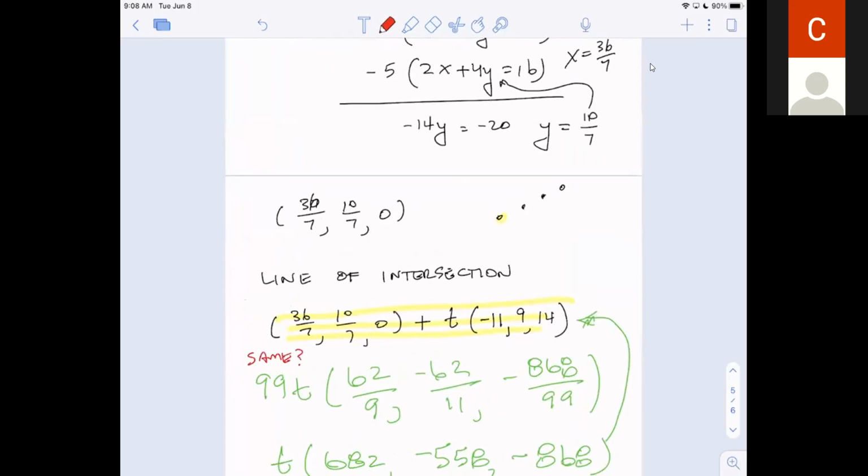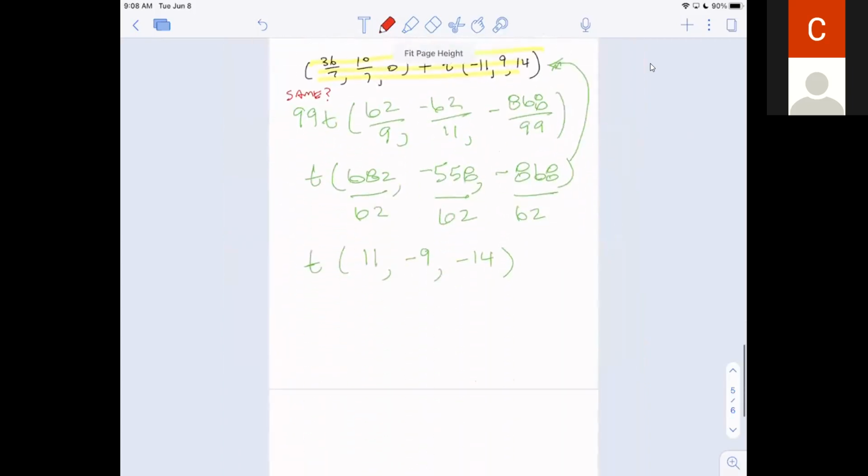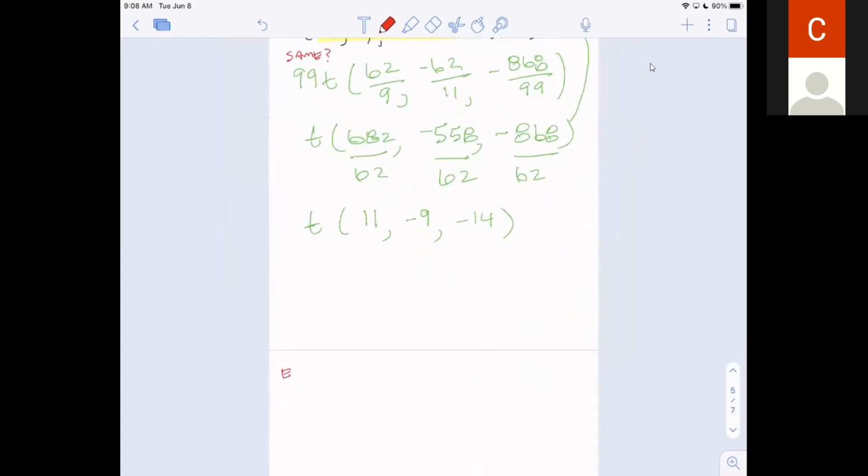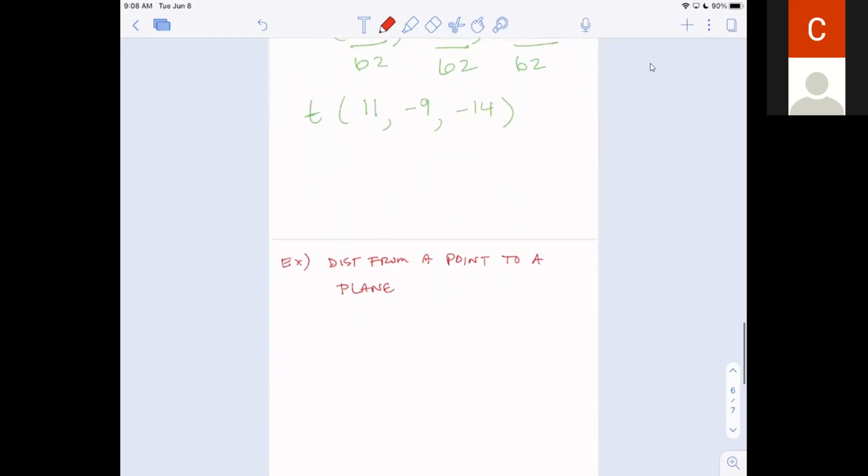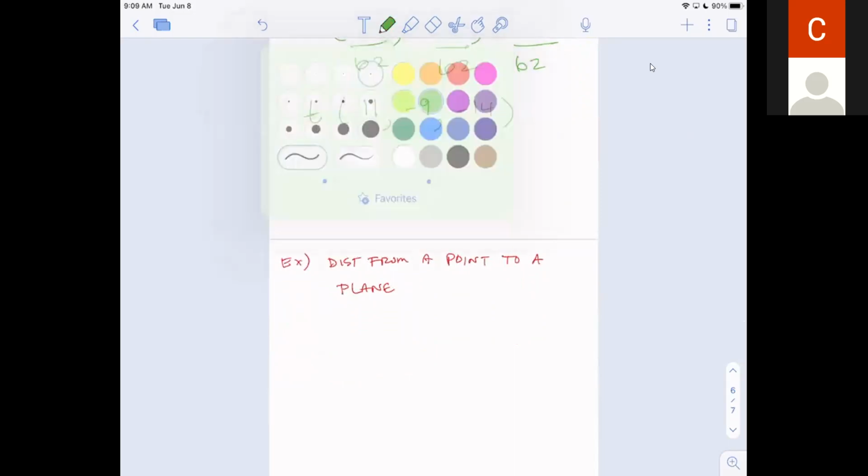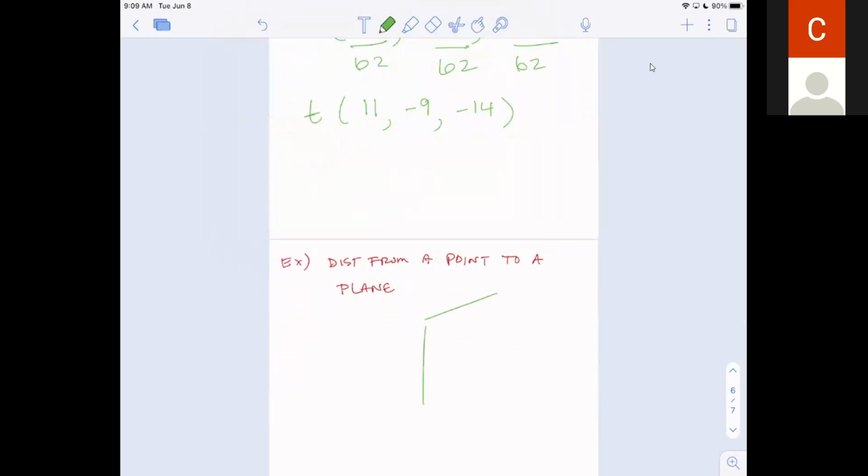But let's squeeze in one more quick example here. Third and final example: distance from a point to a plane. That's interesting. So you are saying if I had some plane out here and there's some point over here in space, do you understand how you measure that?